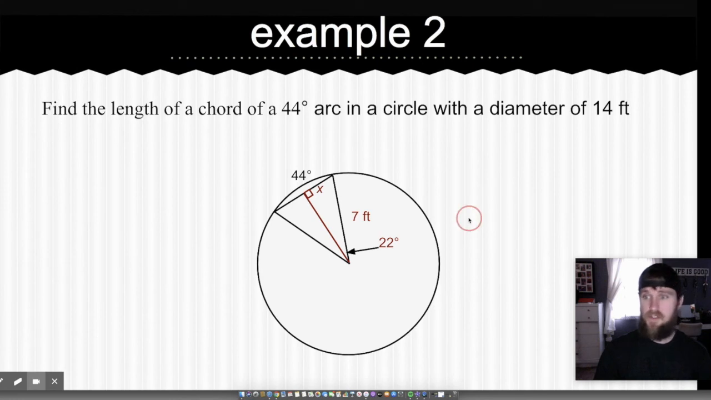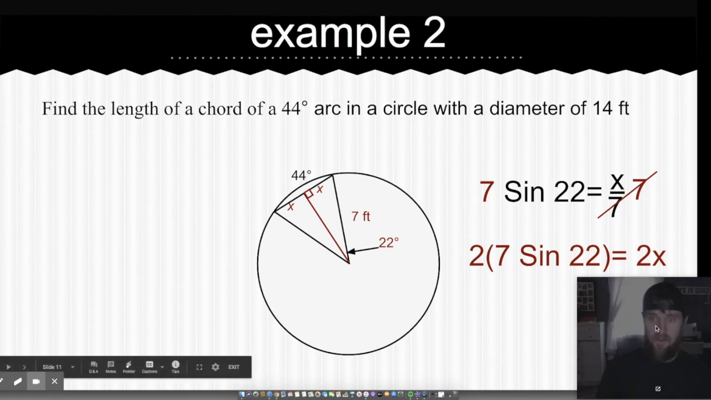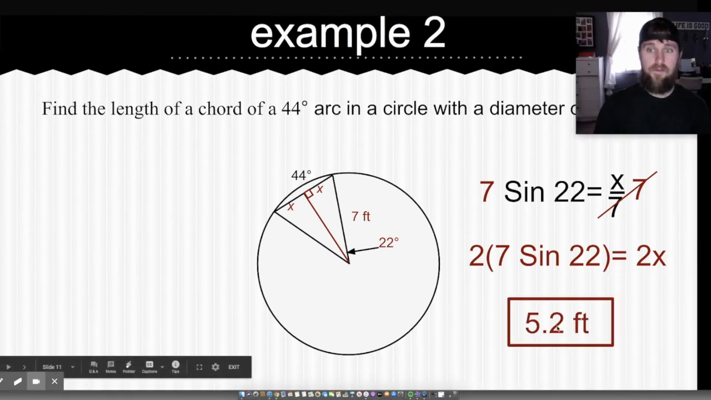It's going to be sine. Sine of our angle, opposite over hypotenuse. We're going to solve that with multiplication. If we double it, that's going to give us our final answer, 5.2. So this one, again, it's approximate, it's rounded, that's okay.